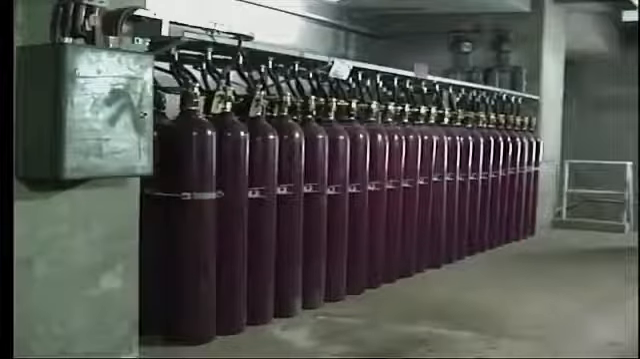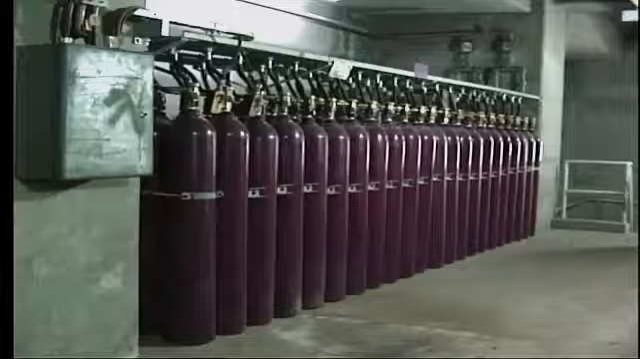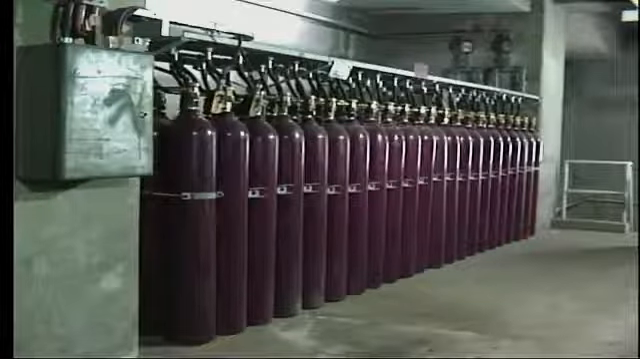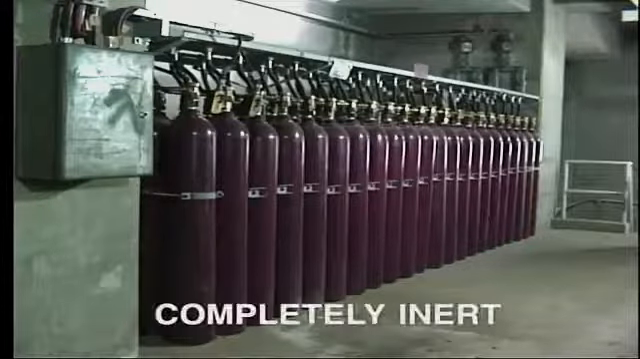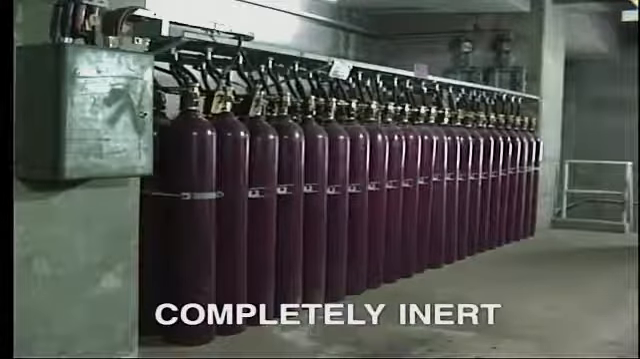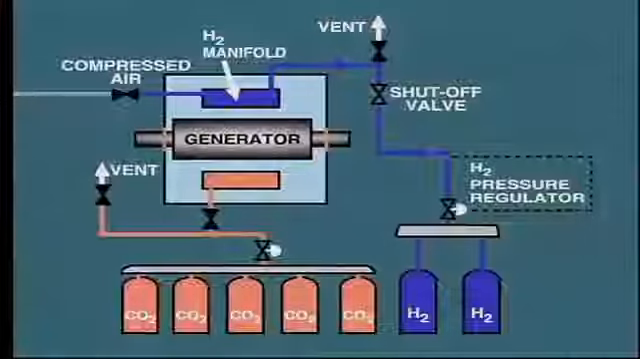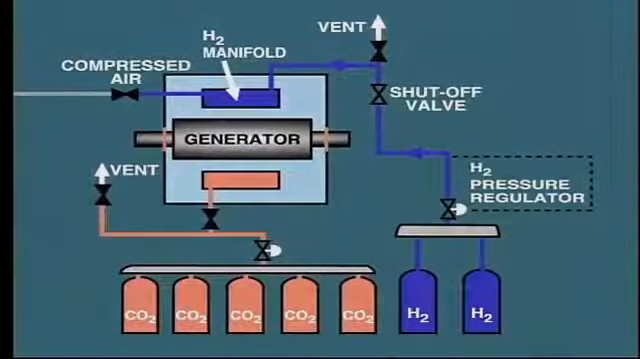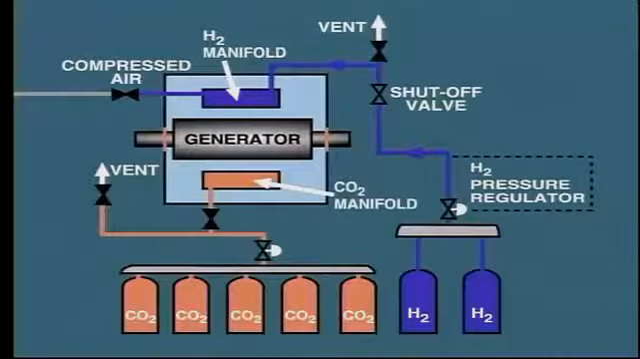generator. First, the generator is purged of hydrogen by filling it with carbon dioxide, CO2, under pressure. CO2 is a completely inert gas that is non-flammable and non-explosive. The CO2 gas is admitted under pressure through a manifold at the bottom of the generator casing. This gas is much heavier than hydrogen. As it fills the generator casing from the bottom upwards, it slowly pushes the hydrogen out of the top manifold.